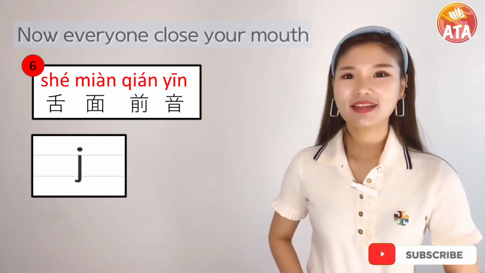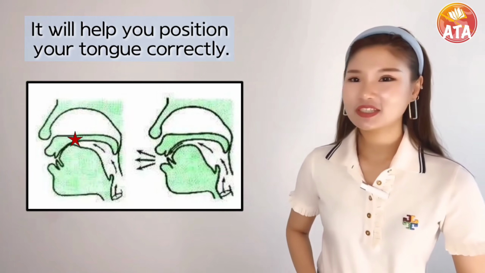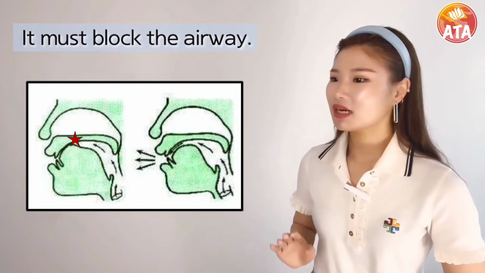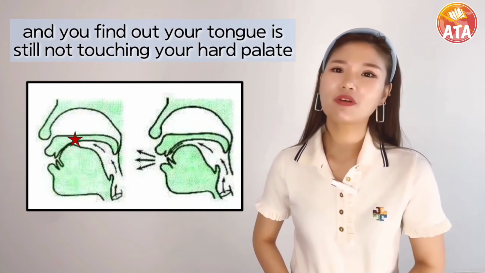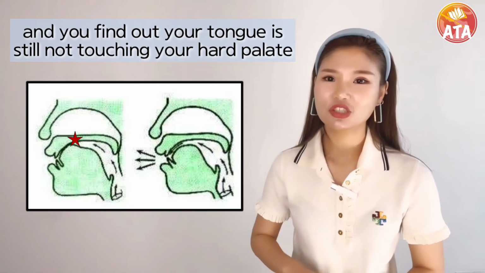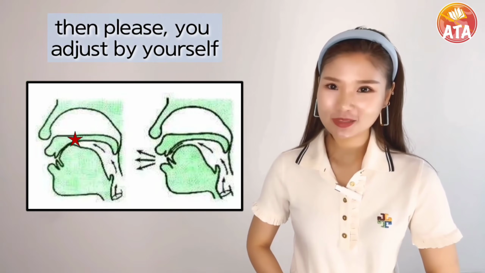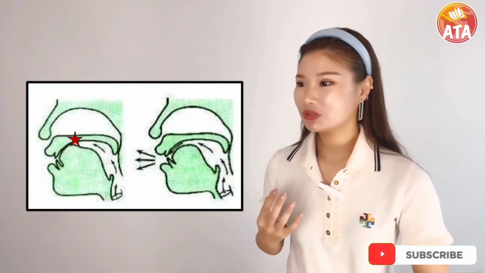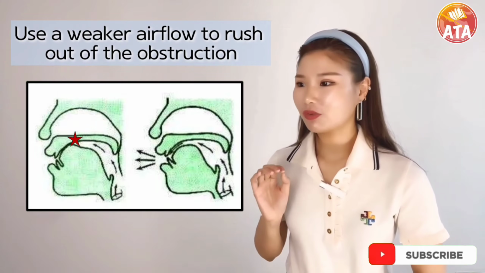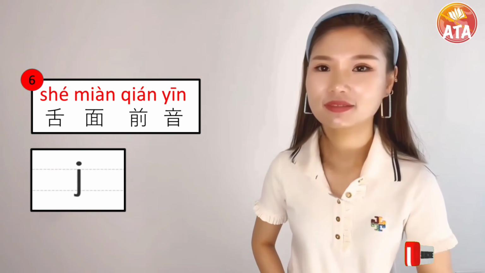Let's start our first one. 鸡. Now everyone close your mouth, show me your smiling face like this. It will help you position your tongue correctly. It must block the airway. If you tried your smiling face and you still find your tongue is not touching the hard palate, then please adjust by yourself. Make your tongue touch the hard palate. Use the weaker airflow to rush out of the obstruction. 鸡 G.